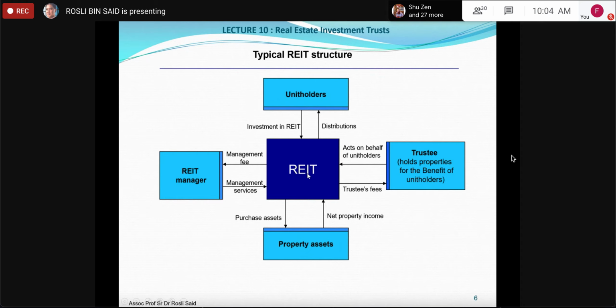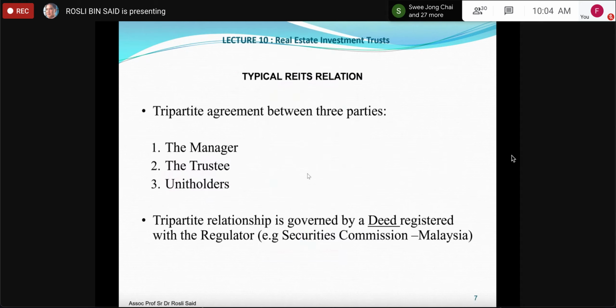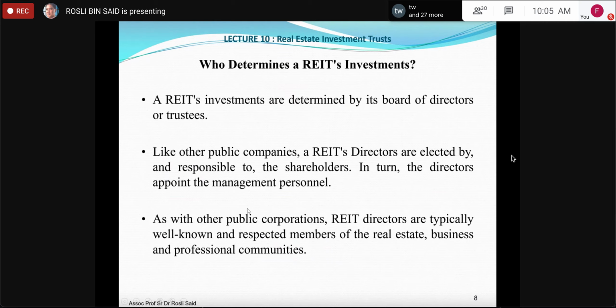So that is the structure of a REIT company. Basically, the typical REIT relationship is a tripartite agreement between three parties: the manager, the trustee, and the unit holders. This tripartite relationship is governed by a deed registered with the regulator, for example the Securities Commission in Malaysia.